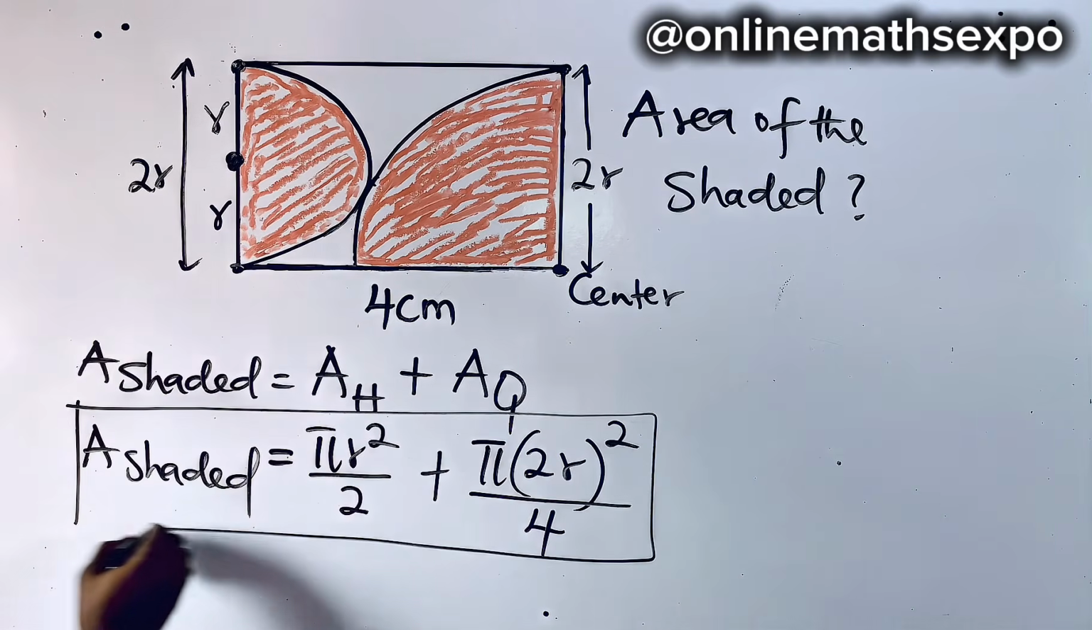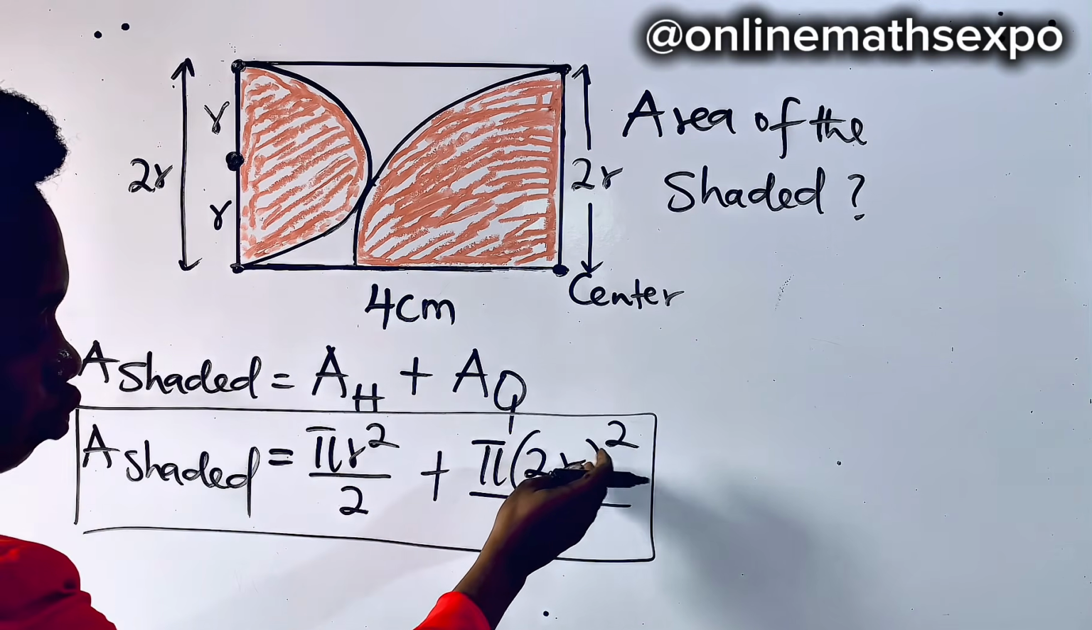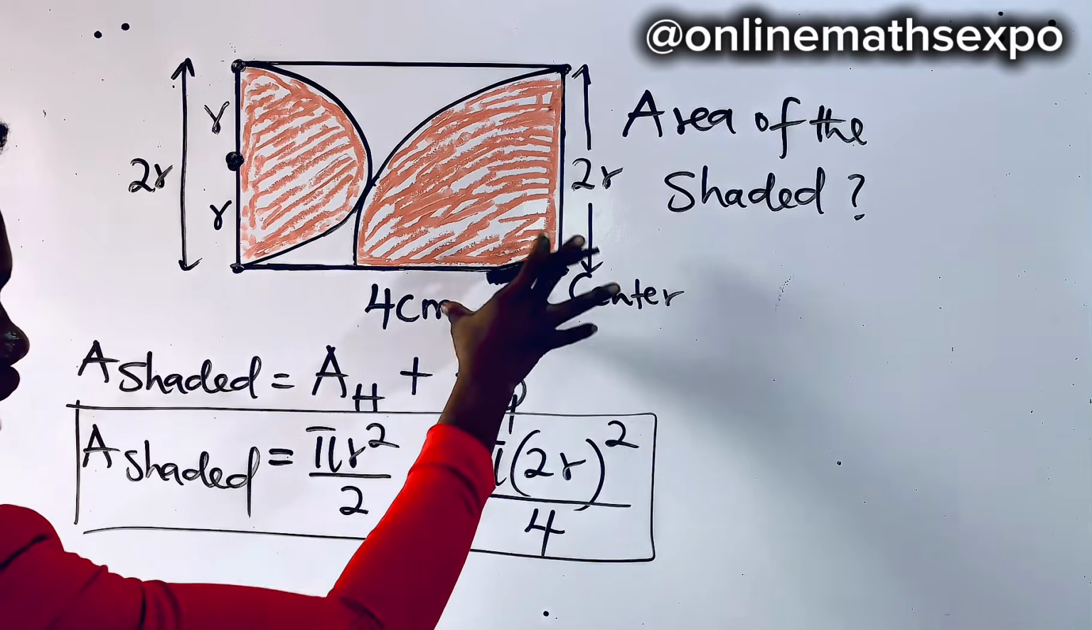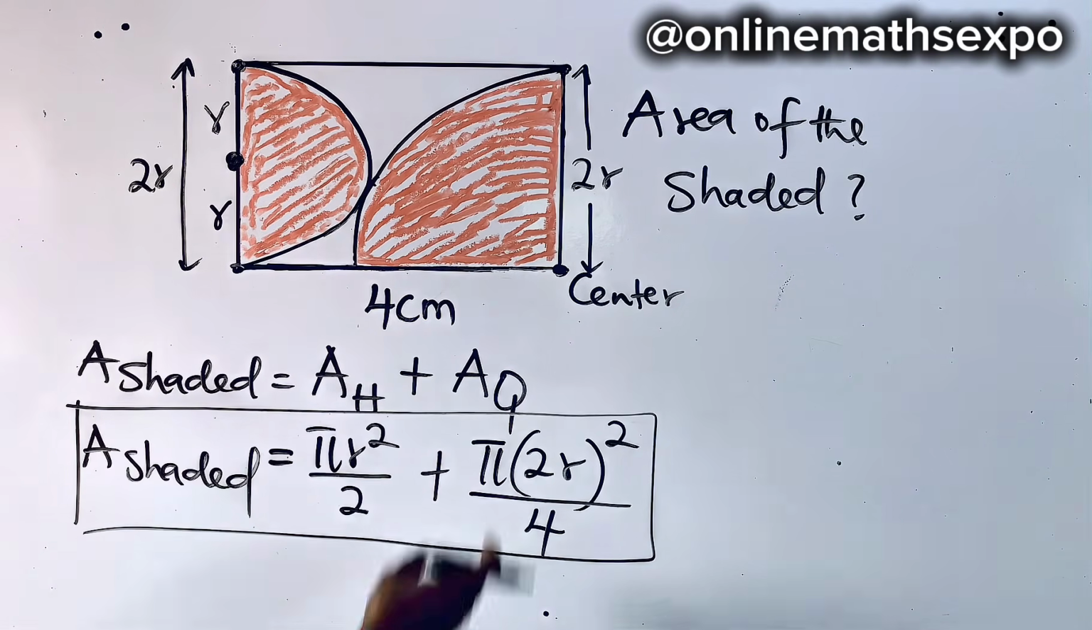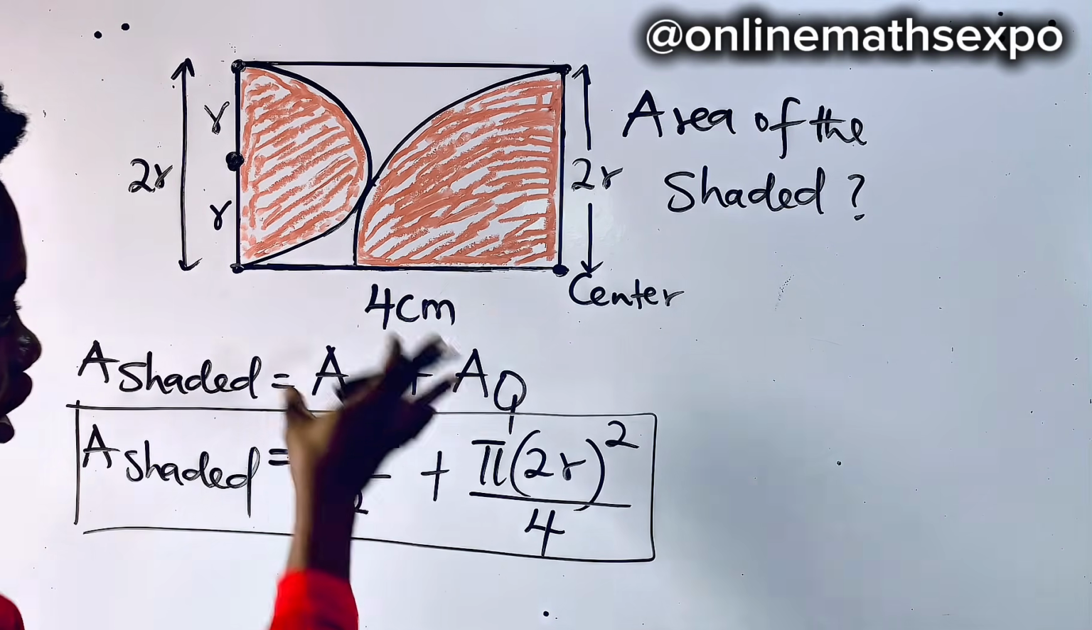Now the question is, how do we find this radius, this r? If we can find this r, then we are done. To find this r, just look at this properly.